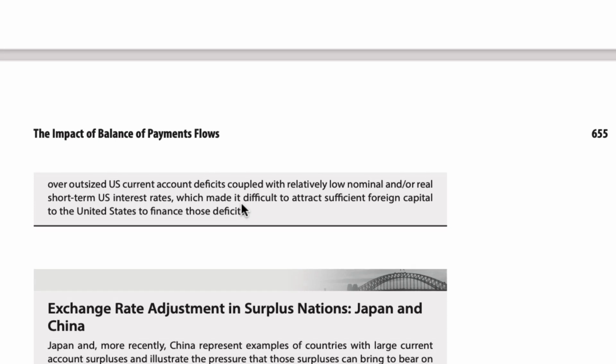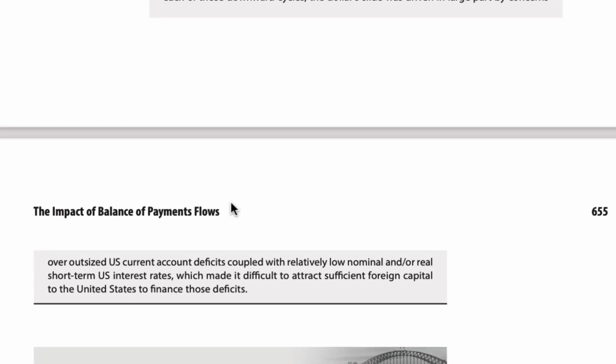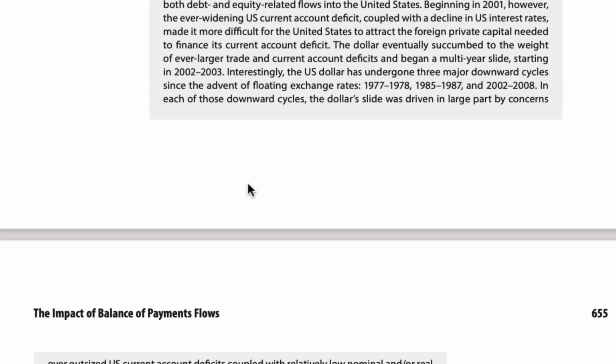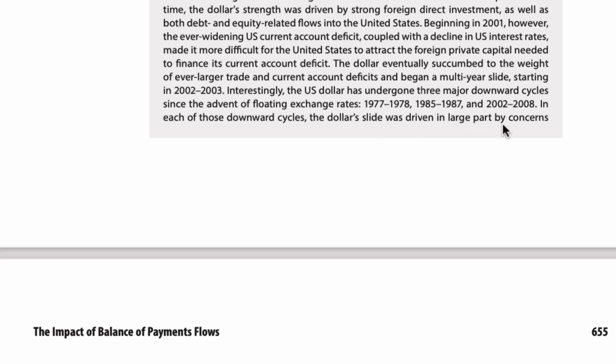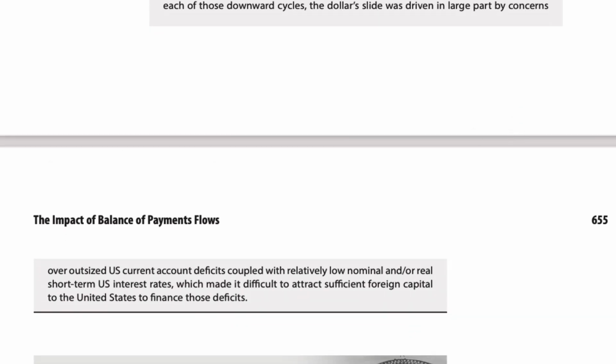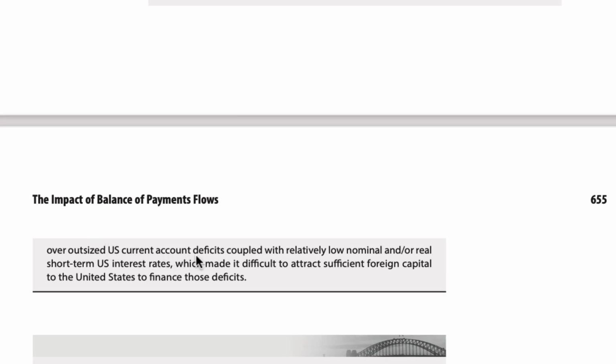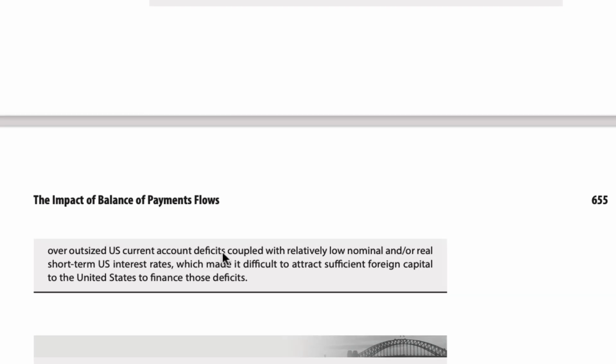Let's just look at this last sentence because it says a lot about where we are and a lot about the future. In each of those downward cycles, the dollar slide was driven in large part by concerns over outsized U.S. current account deficits. Let's stop there. What are we running right now in the U.S.? Major deficits. Well, you've got COVID and you've got a lot of spending going on. Huge deficit this year. Do you see that ending? Do you see that reversing?